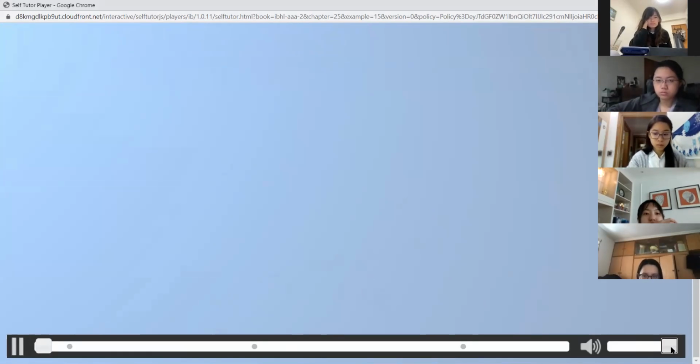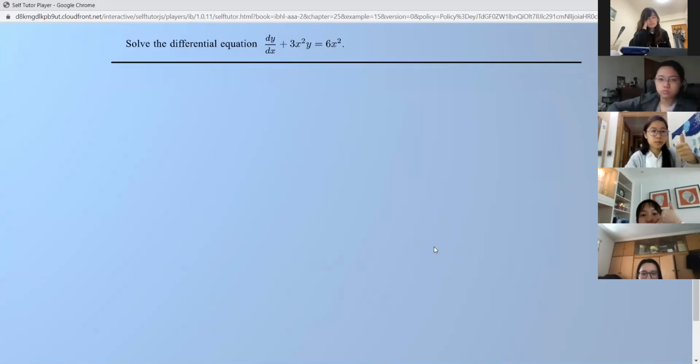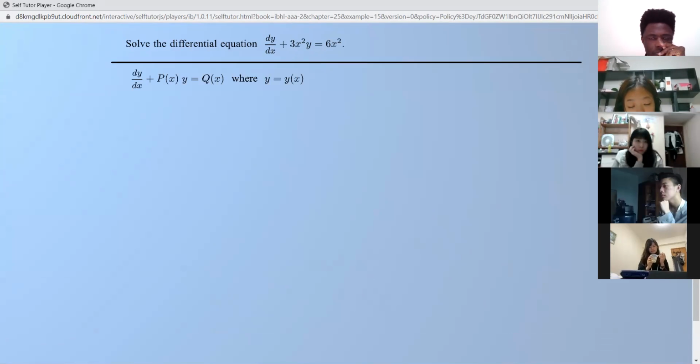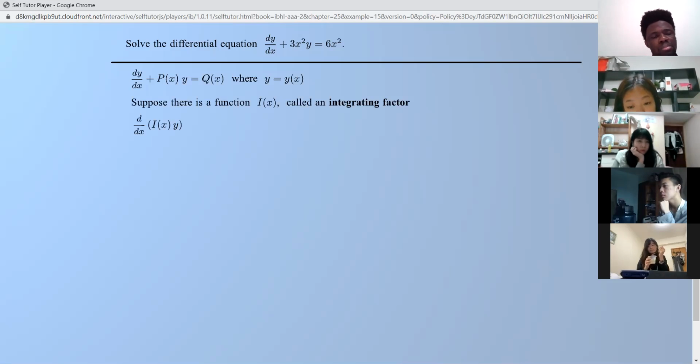In the chapter so far, we have solved separable differential equations, as well as homogeneous differential equations, which can be reduced to separable form using substitution. We now consider differential equations which can be written in another special form: dy/dx plus a function of x times y is a function of x. Differential equations of this form are generally not separable. However, we can solve them using the integrating factor method. We suppose there is a function I of x called the integrating factor, such that the derivative of the product of I of x and y is equal to the product of I of x with either side of the differential equation. We can use these relationships to derive a formula for the integrating factor I of x.